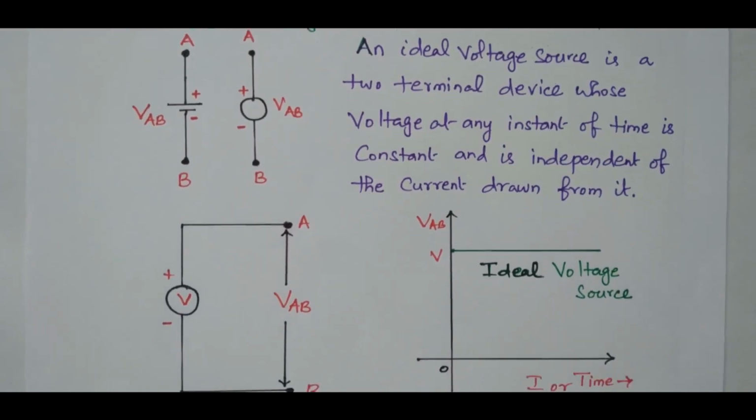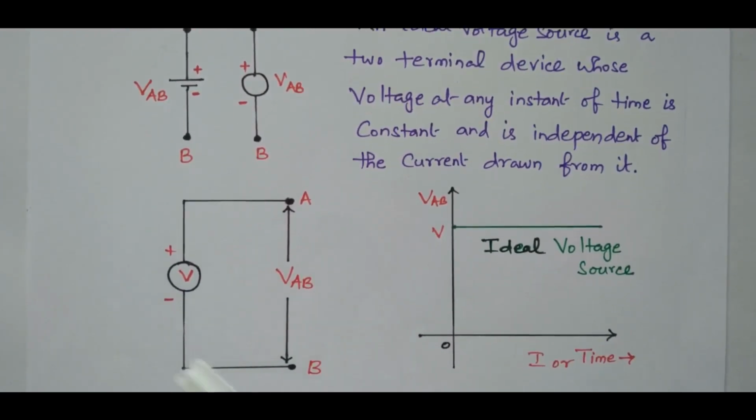So the circuit representation is available here. The voltage V, the terminals A and B, so across terminals A and B the voltage will be VAB. If you draw the graph of current or time with respect to voltage, the voltage is constant. When the current increases or decreases, similarly when the time increases or decreases, the voltage remains constant. For an ideal voltage source, the voltage remains constant.